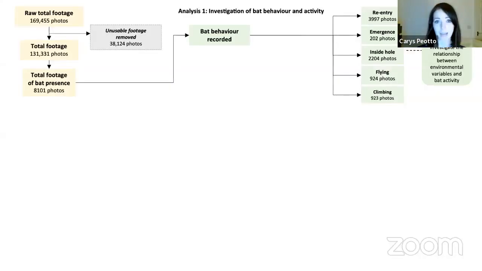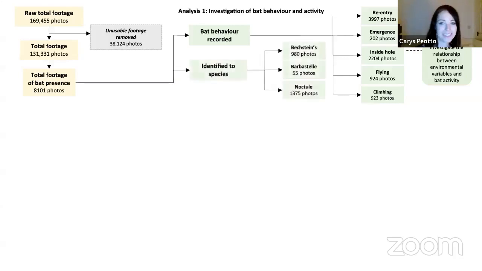This leads to the second half of analysis 1, which is looking at species, whether we can identify what species is present in the footage. So we looked at Bechstein's, Barbastelles, and nocturnal roosts, as Jim mentioned. So we looked at whether or not we could use these species diagnostic features to identify what species was detected.